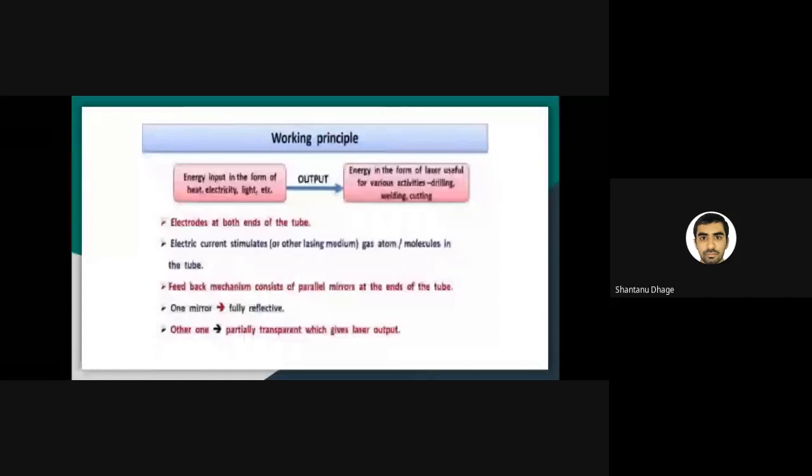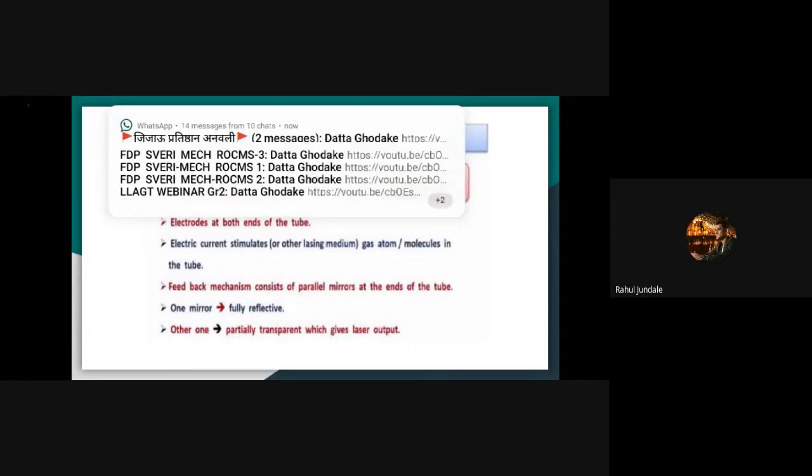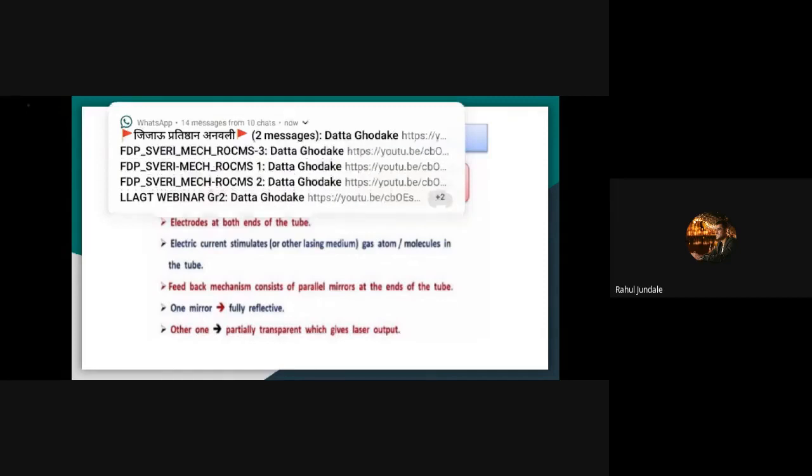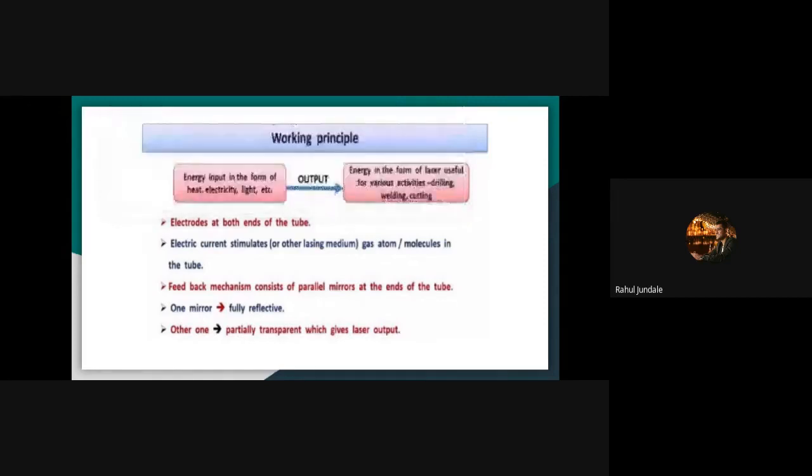Here is the energy input in the form of heat, electricity, light, etc. And then this energy input goes to the lasing medium, and that lasing medium may be solid, it may be liquid, and then finally what you have is the energy in the form of laser beam, which is useful for various activities. It can be used for manufacturing activity, medical activity, and other activities also.